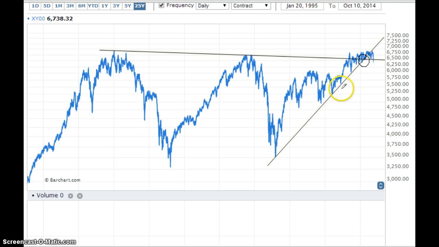This support line that had been valid since 2009 is also now breaking to the downside of this line that had been support and early resistance. So both graphs, the logarithmic and the previous graph, show the same breakdown.